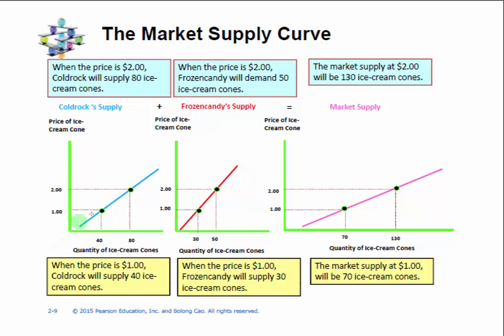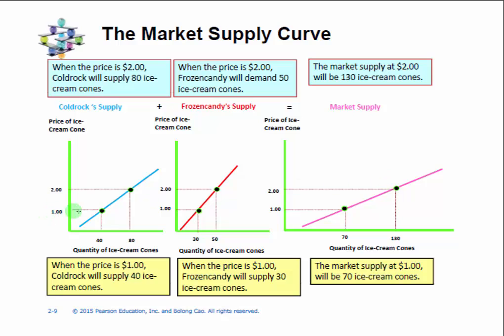Okay, there's also the idea of summing up the individual supply curves horizontally, right? This blue line and this red line to get the market supply curve, right? At a $2 price, we have Cold Rock offer 80 cones per day, okay? And at this same price, $2, Frozen Candy offer 50 cones. So together in the market, they offer 130. Right? That's the quantity supplied at $2.